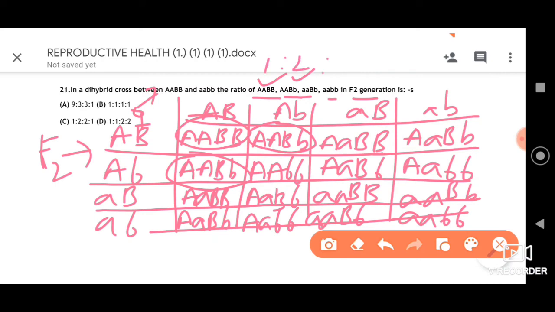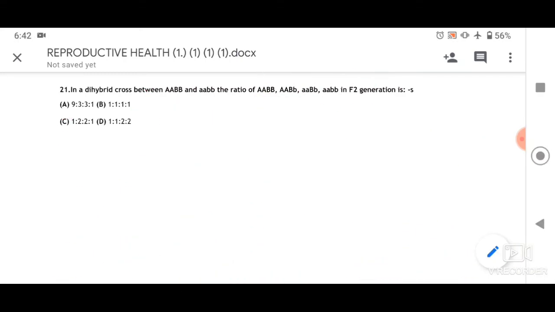Then small a, capital B, small b. Here 1 we have, as well as here 1 we have. So this is also 2, dear friends. And small a, small b, 1 we have. So 1 is 2, 2 is 2, 2 is 2, 1 is the correct answer. Please go for option C.